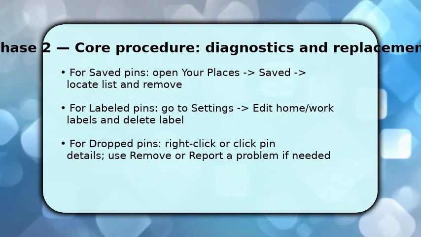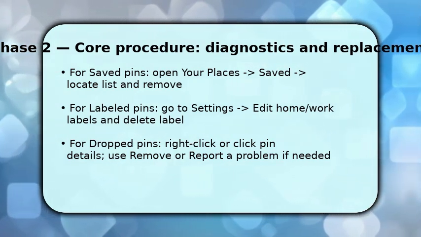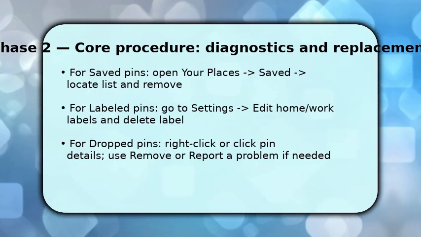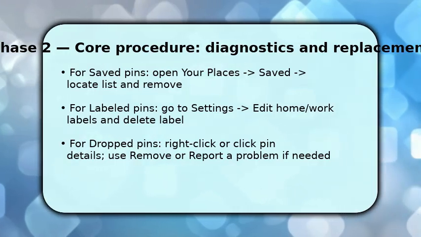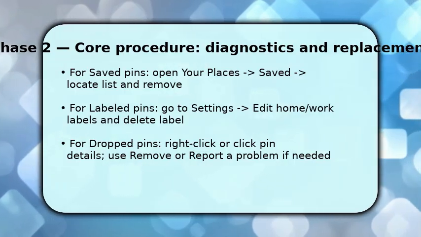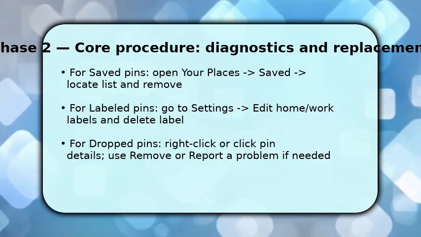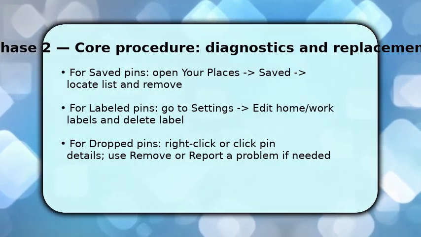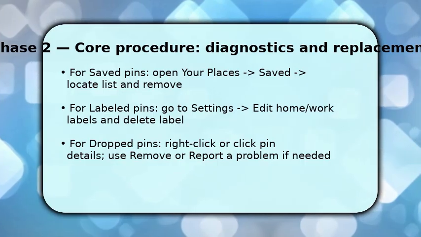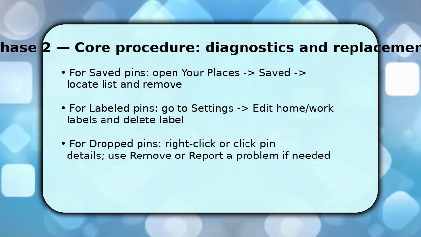If it's a saved pin, open your places, select Saved, find the list or map marker, and remove it from that list. If it's a labeled address, go to Map Settings or Your Places, edit labels, and delete the label. For a dropped pin you created, click the pin, open Details, and choose Remove or Delete. If the pin came from a My Maps layer, open My Maps and delete the feature there. This is the only way to remove those.